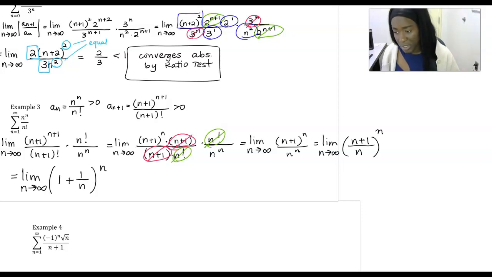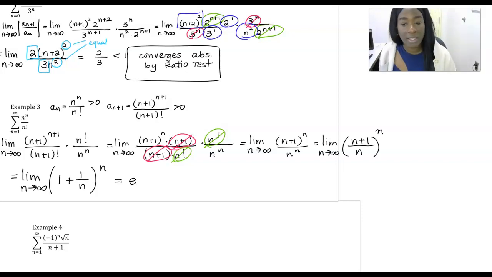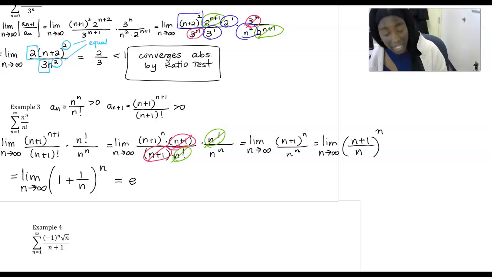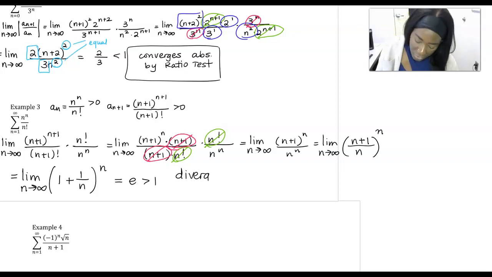The first time we looked at this limit, if you look back to where we learned about L'Hopital's rule and indeterminate forms, back in chapter 5, you will see where we evaluated this limit and calculated that it was the natural number e, which is about 2.78, which is greater than 1. So because we're getting a limit that is greater than 1, this series diverges by the ratio test.